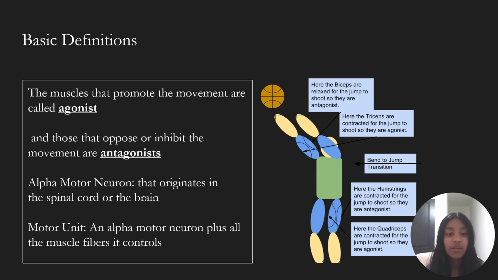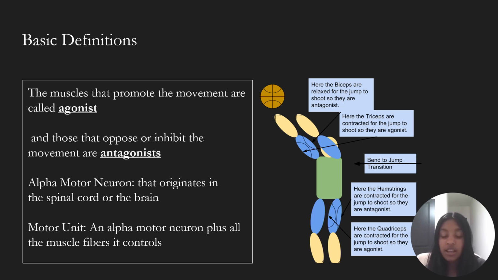Our second slide of basic definitions. The muscles that promote movement are called agonists, and those that oppose movement are called antagonists. In the picture here, you can see that the biceps are relaxed so that the basketball player in this image can shoot, and they are the antagonists, and the triceps in this image are contracted, and they're the agonists.